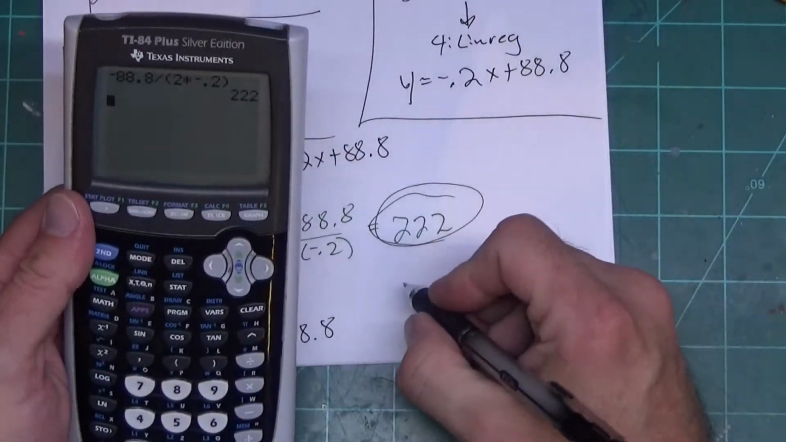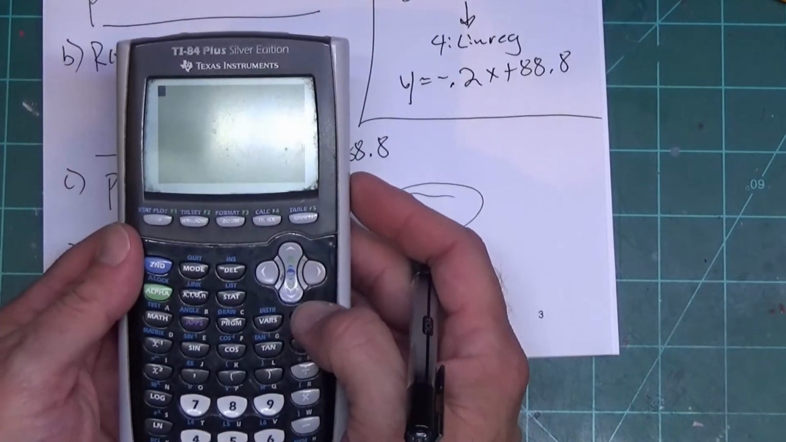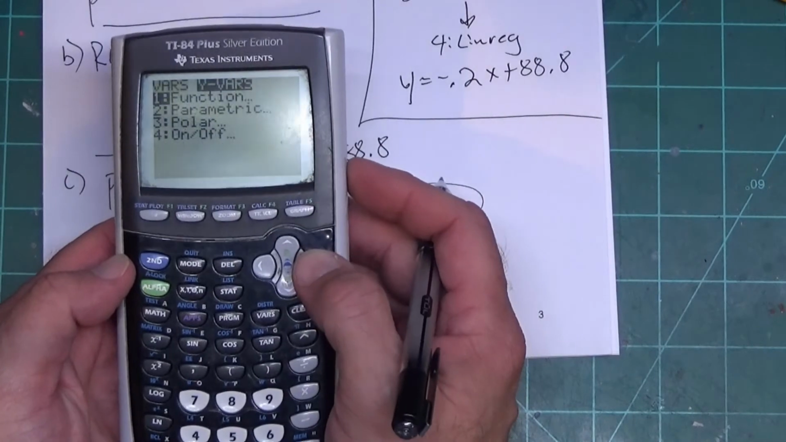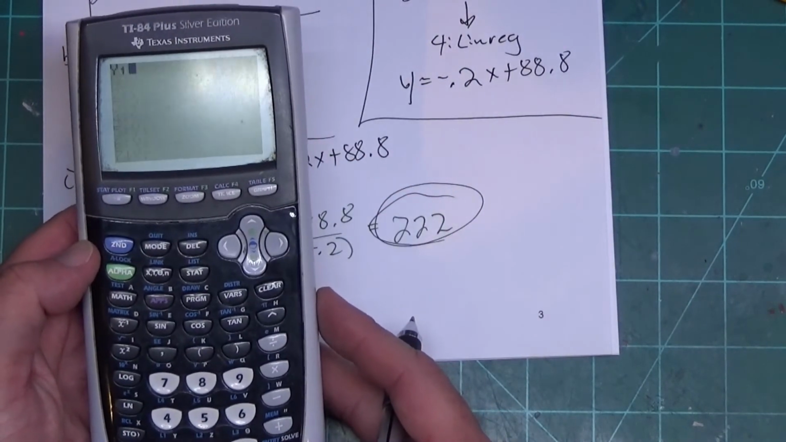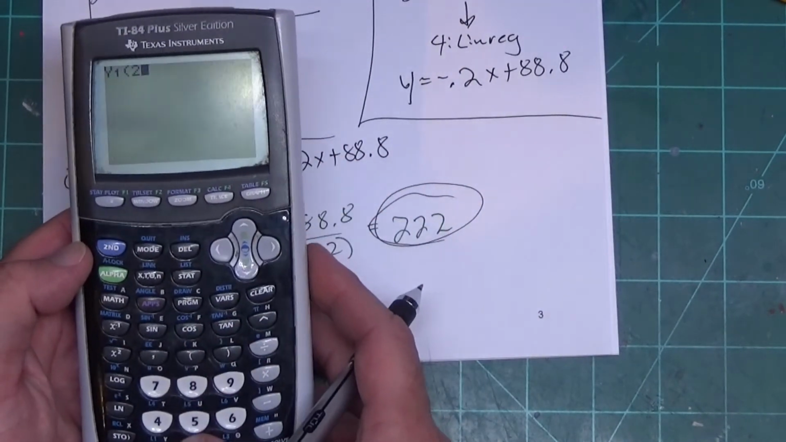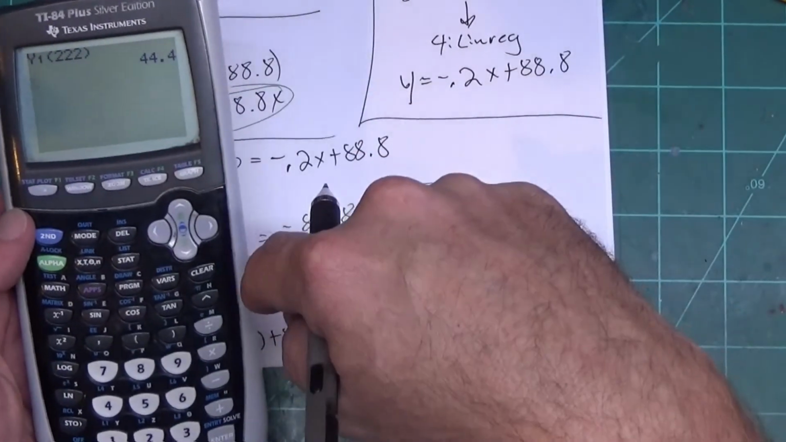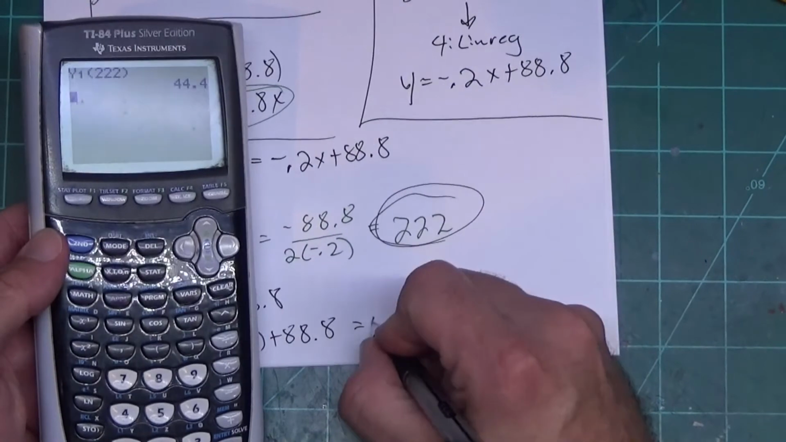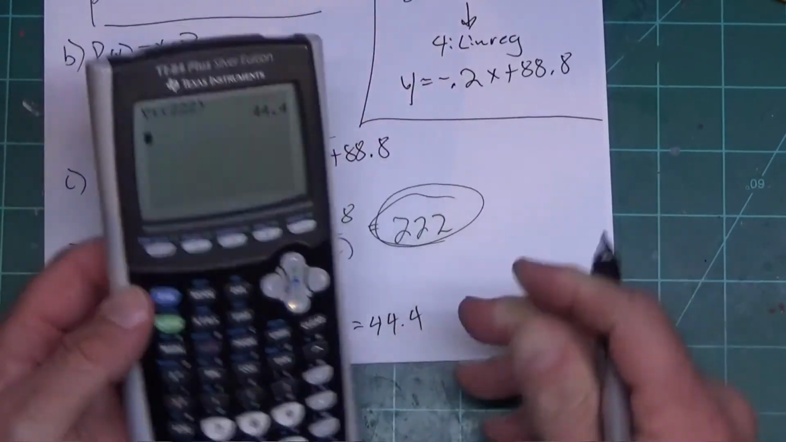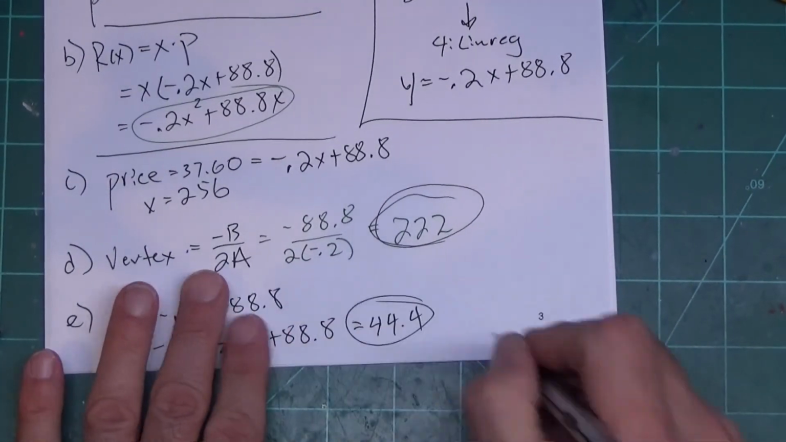Remember, I have my demand in Y1, so I can shortcut this. I can press vars over to Y vars, press enter, put parenthesis 222, close parenthesis, enter. The calculator will plug it in that demand function for me and tell me 44.4 is my answer. All right. Well, there you go.